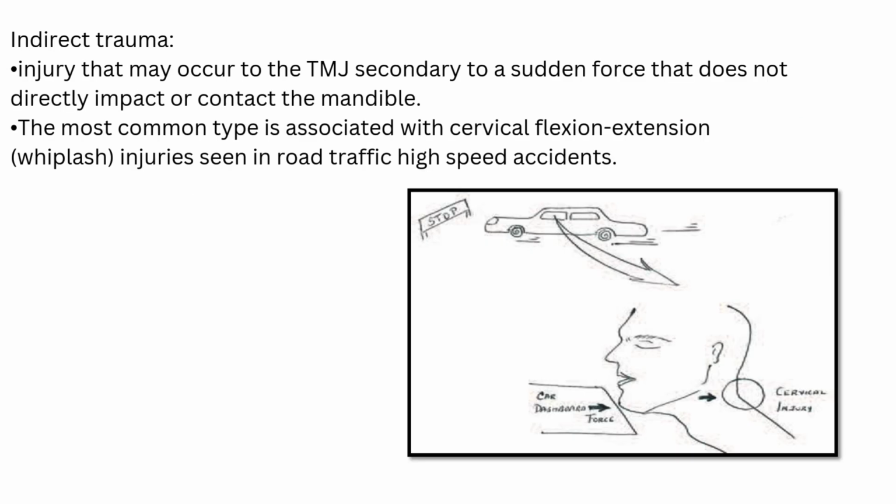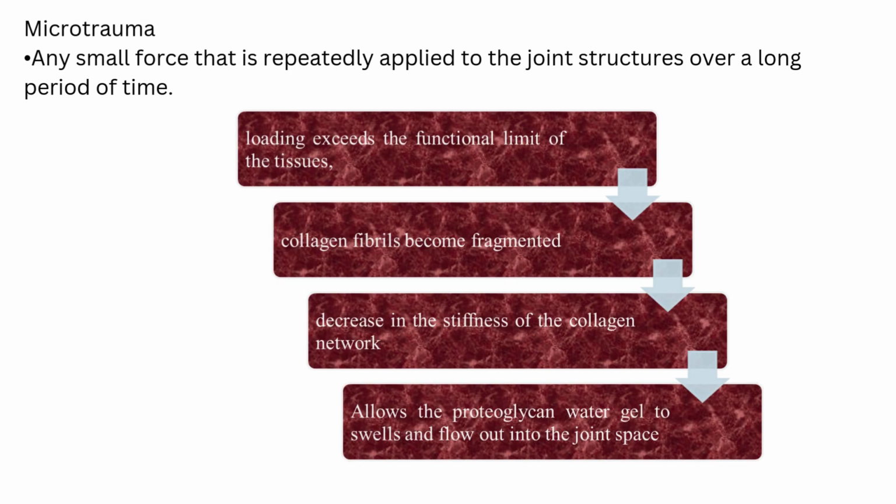Alright, now indirect traumas are the ones which do not come in direct contact with the mandible, okay, or TM joint. So this occurs secondary. Now the most common is cervical flexor extension injuries, that is whiplash injuries, which occur in road traffic accidents. Okay. So the micro trauma, basically they are the small forces that are repeatedly applied on the joint structures for a long period of time.